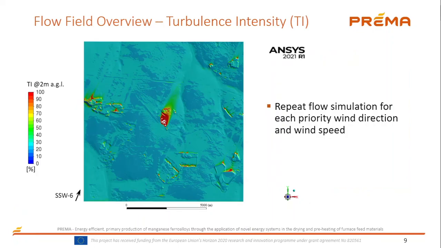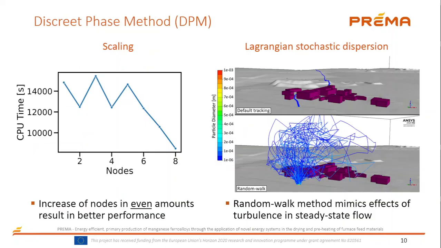An overview of the entire flow field is given here by looking at the turbulence intensity at 2 meters height above ground level. Very interesting flow features of the domain are highlighted. These CFD simulations are repeated for all the priority wind speeds and directions. Next, we can go on to simulating the dust using the discrete phase method.